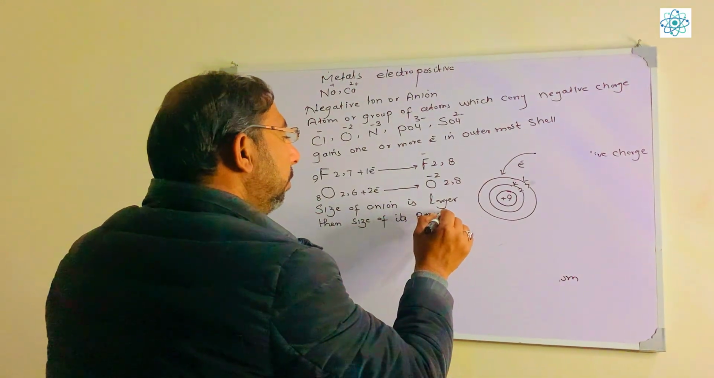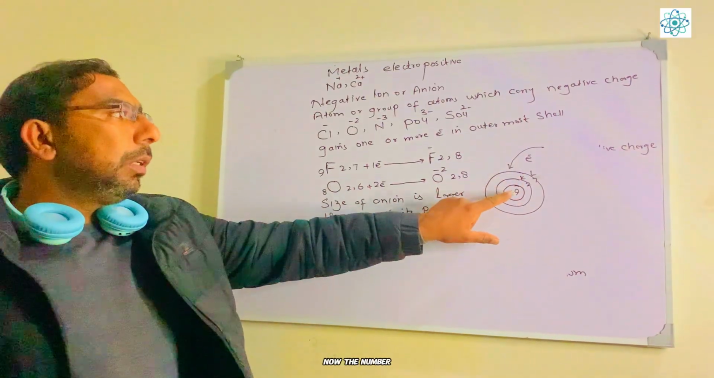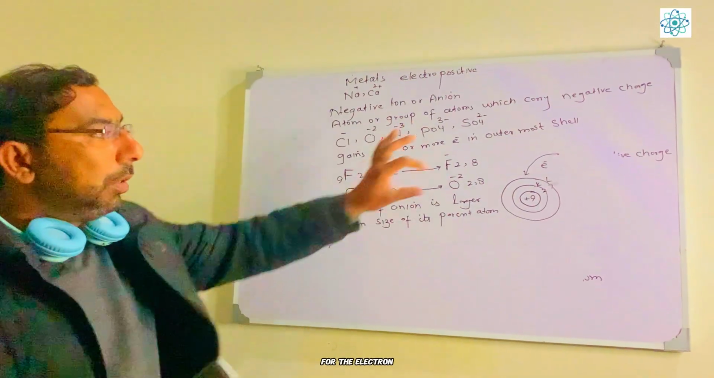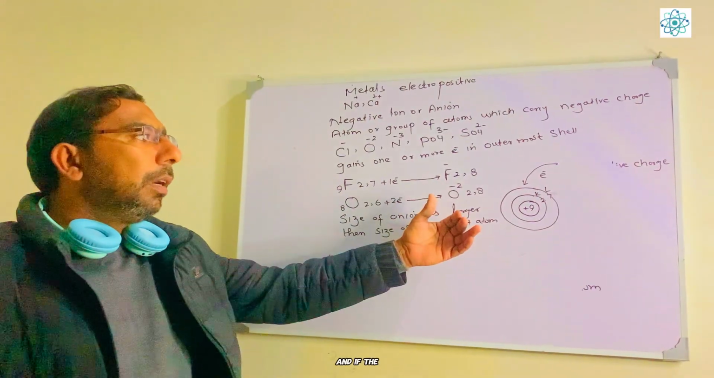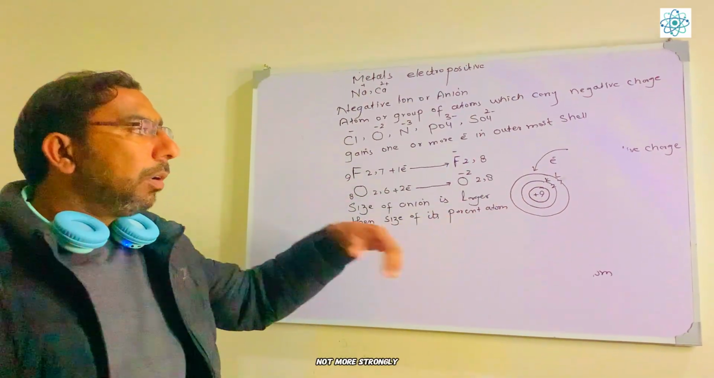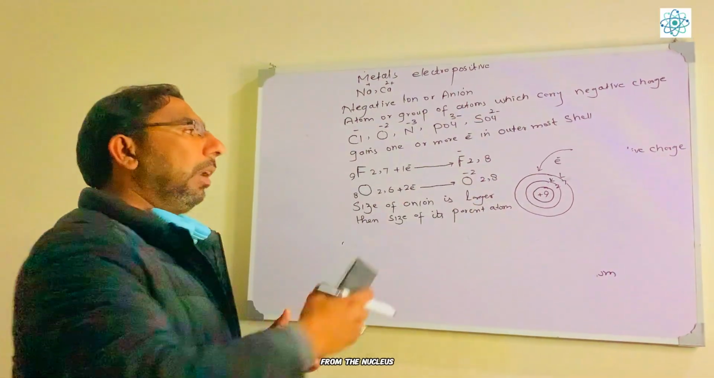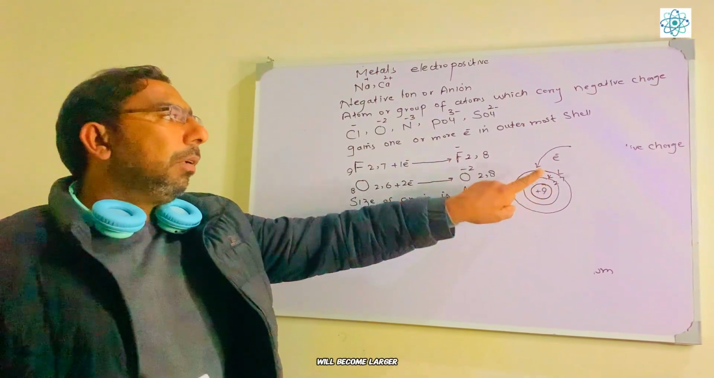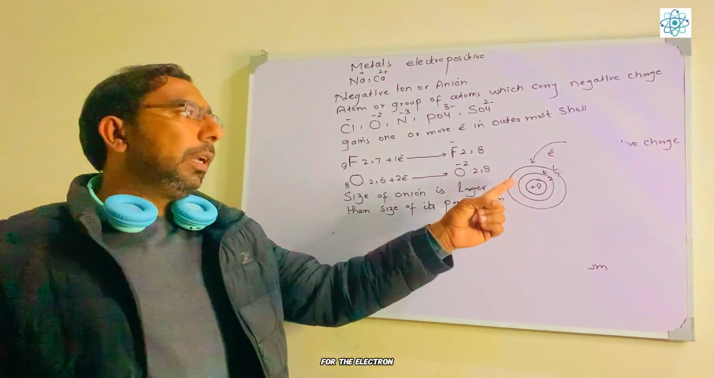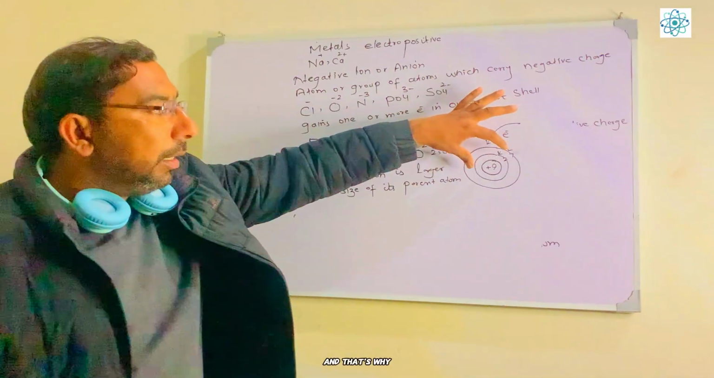Why does the size of the anion become more than the size of its parent atom? Now we can see when electrons come in the outermost shell, the number of electrons increases, but the number of protons is less than the electrons. Now the nuclear attraction for the electrons is less as compared to the neutral atom, and if the nuclear attraction is decreased, then the nucleus will not attract the electrons as strongly, and that's why the electronic cloud will expand and the electrons will move away from the nucleus, and that's why the size of the anion will become larger than the size of its neutral atom. Because due to more electrons, the nuclear attraction for the electrons is decreased as compared to its neutral atom. That's why the electrons move away from the nucleus, and its size becomes larger than its parent atom.